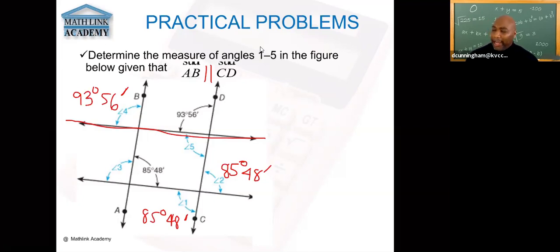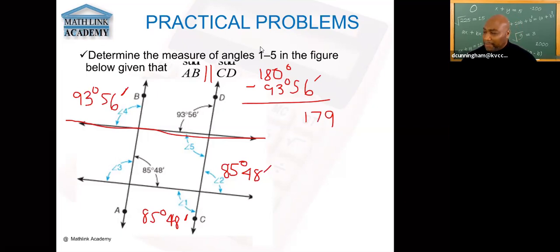Now let's go back and look at angle 5 in our drawing. Angle 5 gives us a straight line with the 93 degrees and 56 minutes. So all I'm going to do is subtract: 180 minus 93 degrees, 56 minutes. Now I'm going to actually do this one. So I want to take away a degree. So this would be 179 degrees.